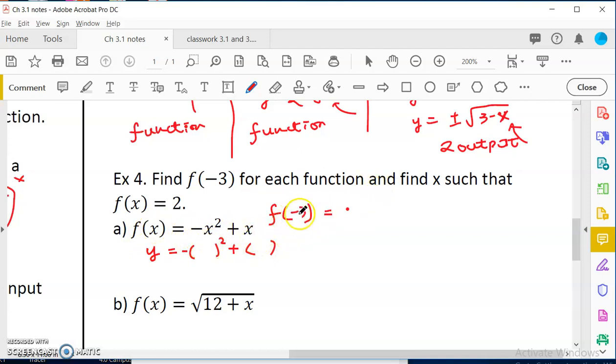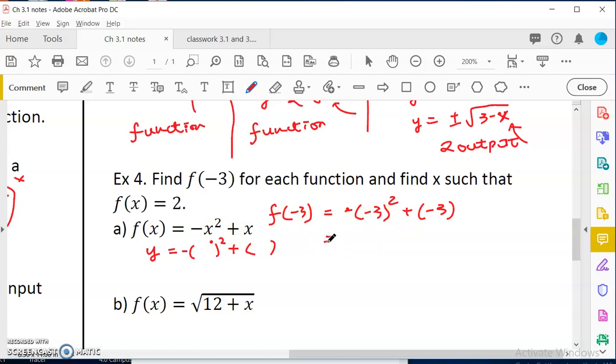So my input now is -3. So I say negative 3 squared plus also -3. You can think of it that way. So x is actually just a placeholder. Whenever you need to find f of the output of it, you put in this input value inside.